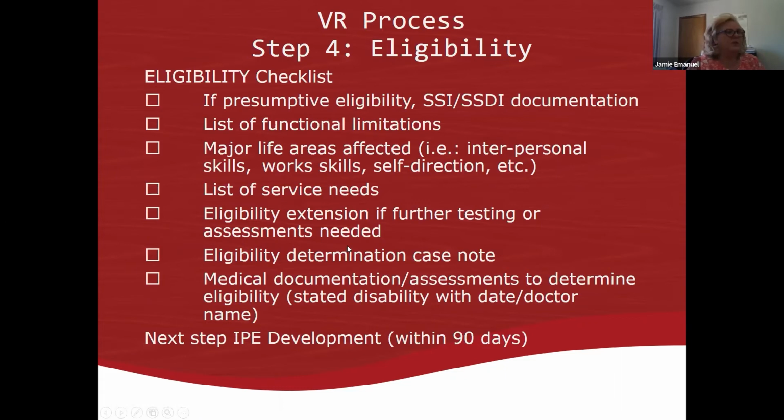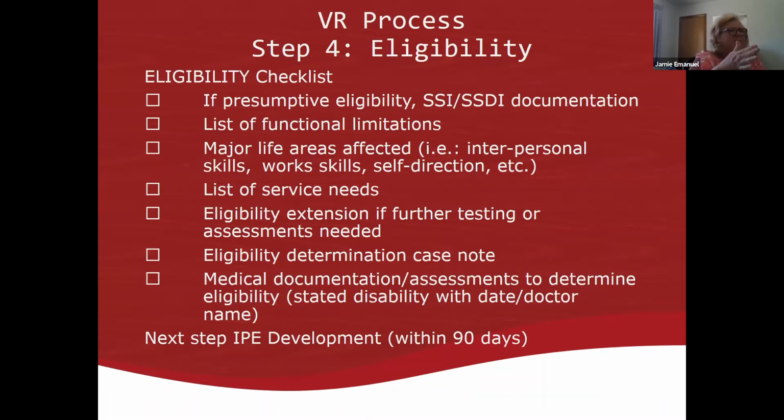For sure, you want to have a list of functional limitations. Anything that may be a roadblock to employment, we want to start listing those things because that's going to be important down the road when you start writing the IPE. So areas that are affected, major life areas, for example, interpersonal skills, work skills, self-direction, things of that area, those are major life areas that we look at when we're looking at functional limitations. And then also we're going to start looking at a list of service needs.